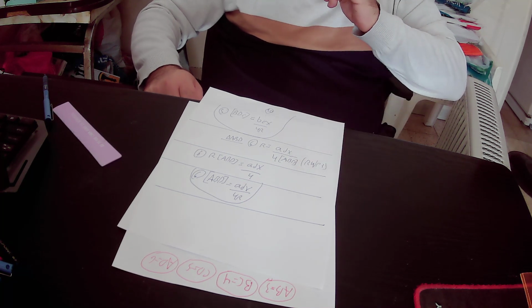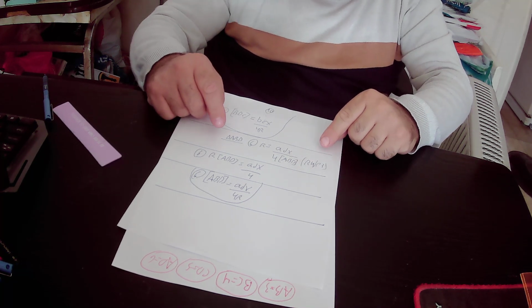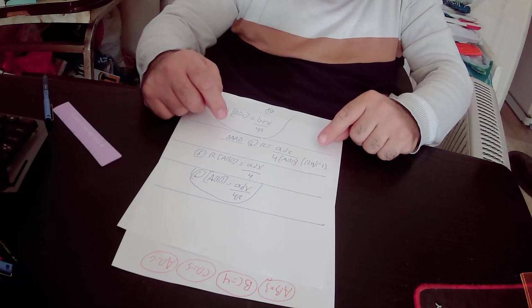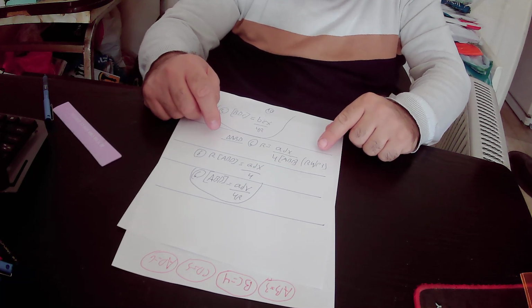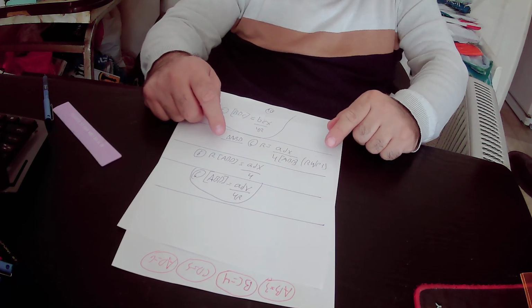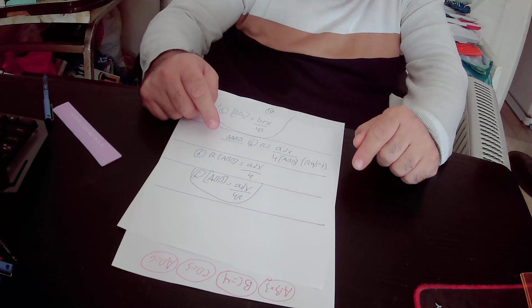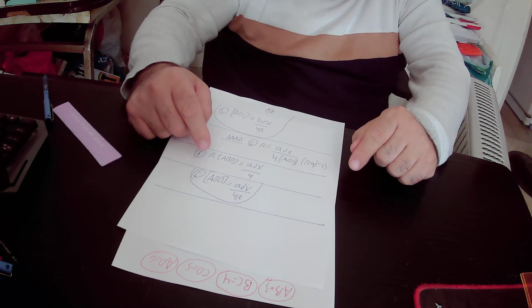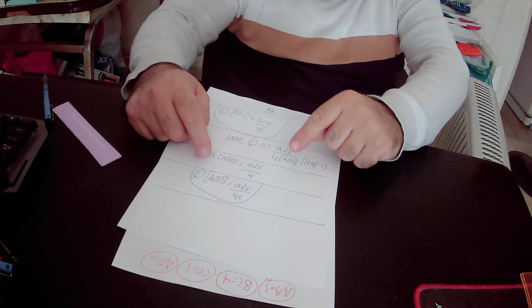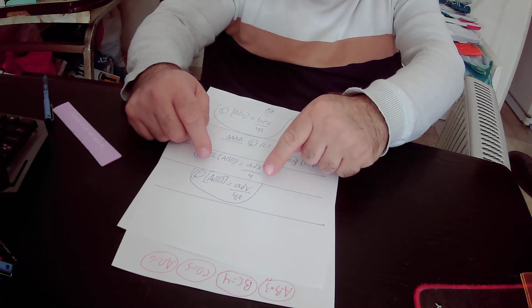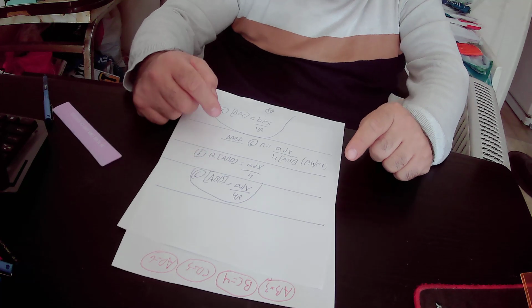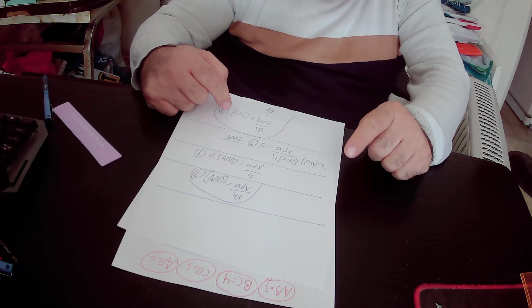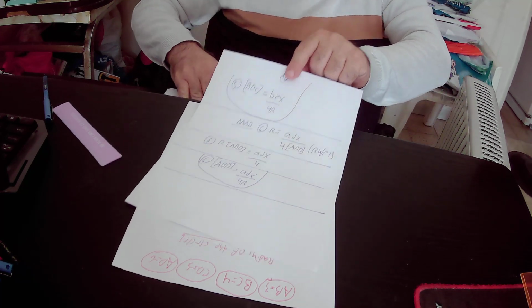According to rule number 3, we multiplied equation number 6 by the area of triangle ABD, and we got that R times the area of triangle ABD equals ADX over 4. Then we divided equation number 6 by R, and we got that the area of triangle ABD equals ADX over 4R. So we got the areas of triangle BDC and triangle ABD.